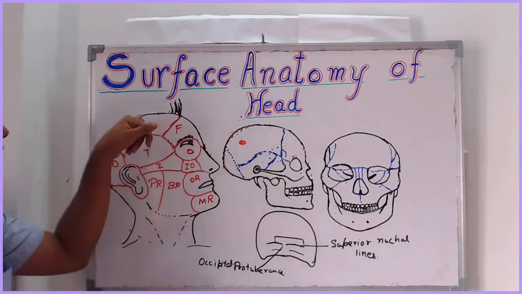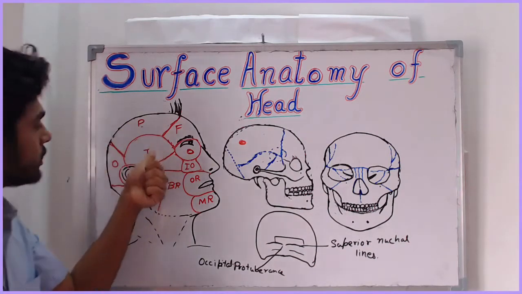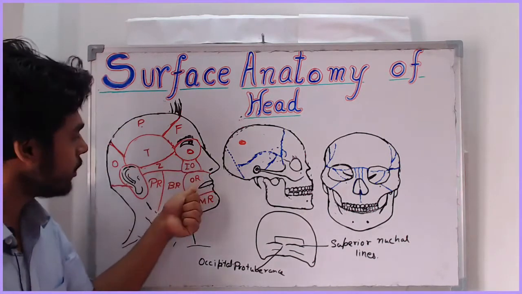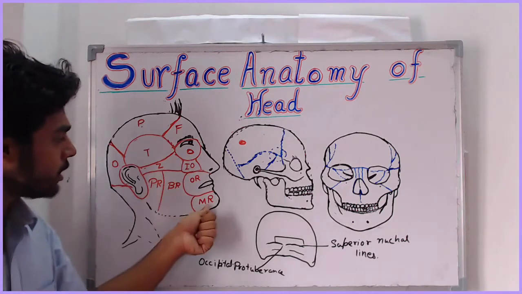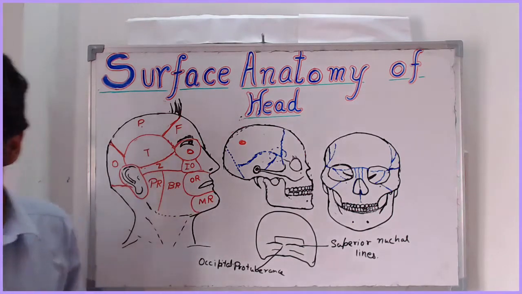We have the frontal region, parietal region, occipital region, temporal region, zygomatic region, infraorbital region, oral region, buccal region, parotid region and mental region.